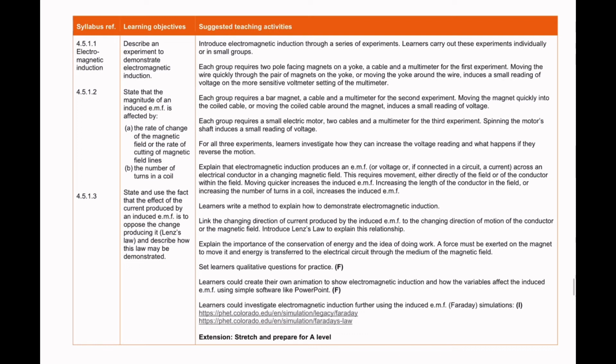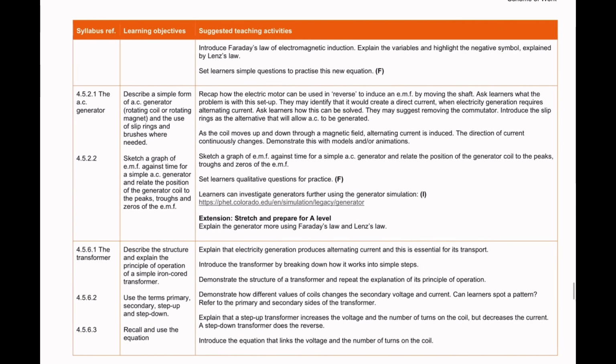State and use the fact that the effect of the current produced by an induced EMF is to oppose the change producing it, Lenz's law, and describe how this law may be demonstrated. Key concept 4.5.2.1: The AC generator. Describe a simple form of AC generator and the use of slip rings and brushes where needed. Sketch a graph of EMF against time for a simple AC generator and relate the position of the generator coil to the peaks, troughs, and zeros of the EMF.